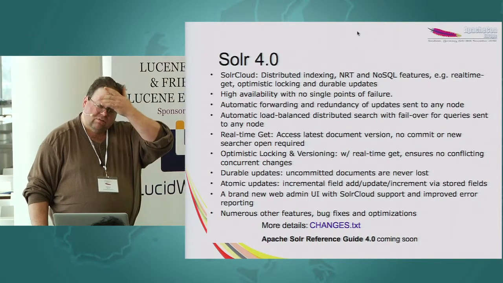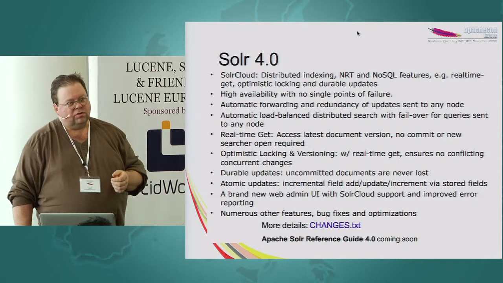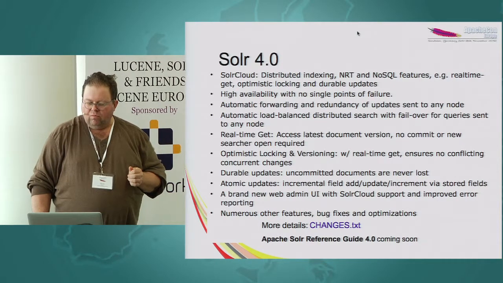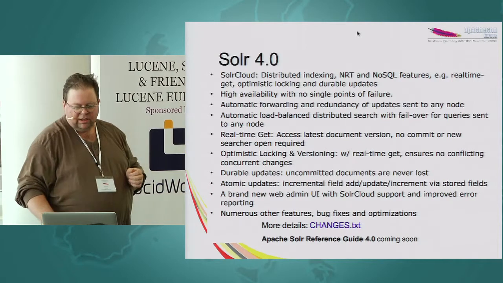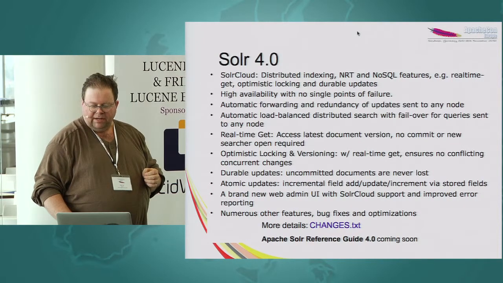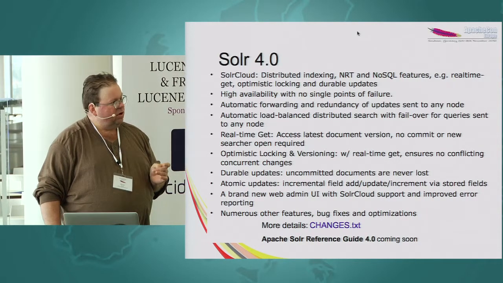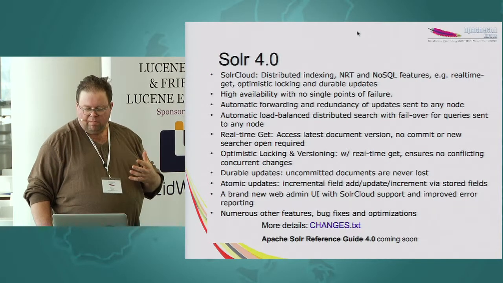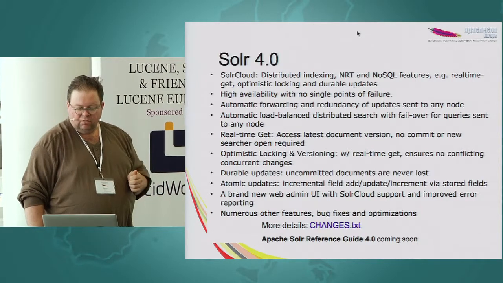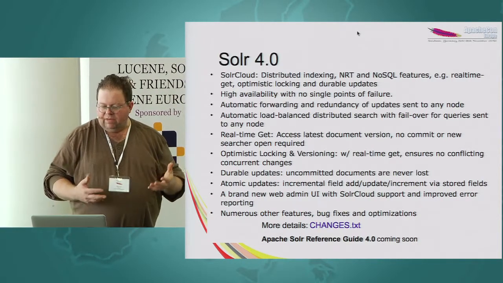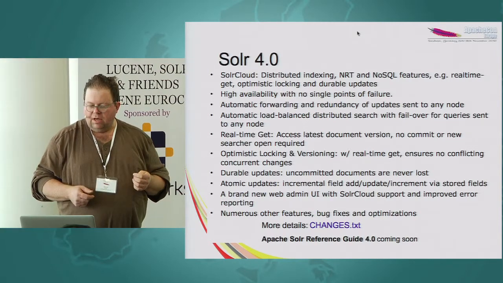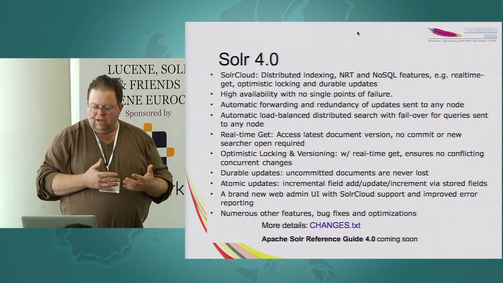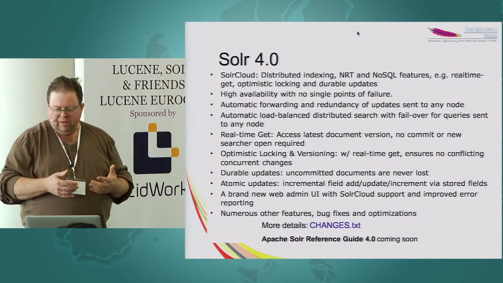Real-time get is access to the latest version of a document without having to first perform commits or open new searchers. Optimistic locking and versioning, when used with real-time get, ensures that there are no conflicting concurrent changes. Durable updates means that uncommitted documents are never lost. And atomic updates are a form of incremental field modifications, adds, updates, I don't have it here, but deletes as well as increments, implemented via storing all the fields for the document. And then when a request for a modification comes in, the document is combined with the request parameters to be fully re-indexed.